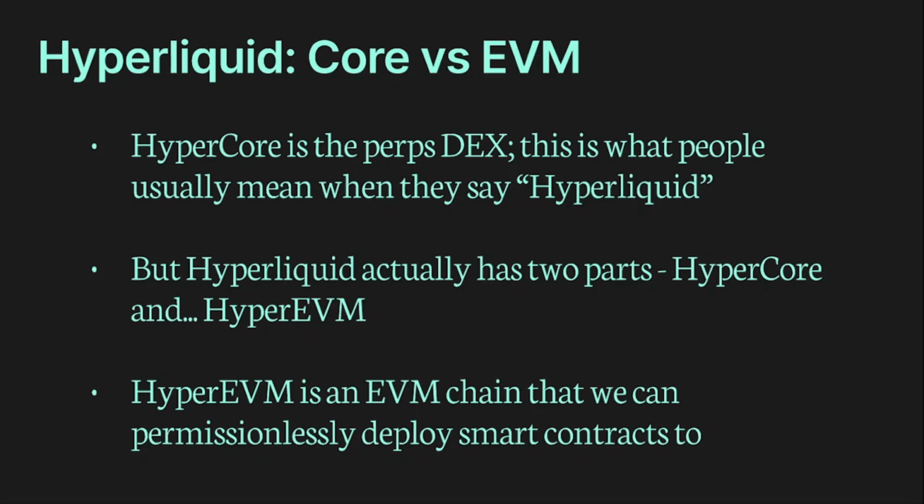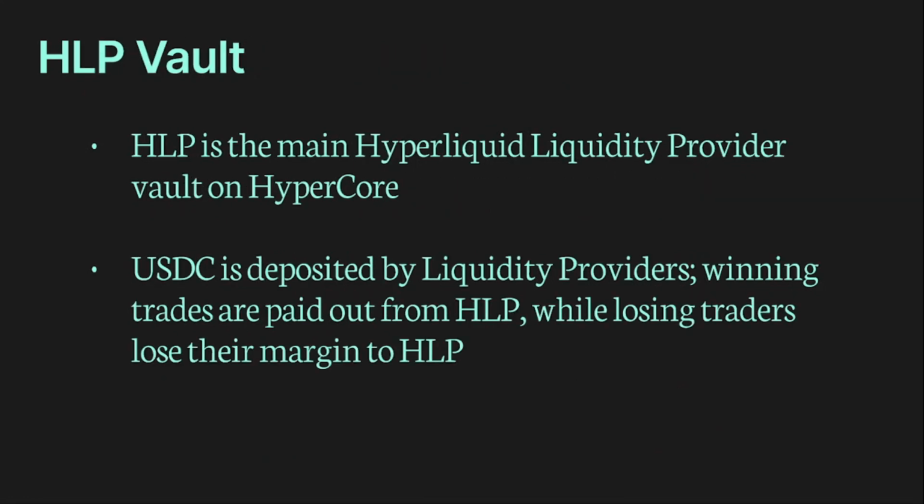HyperCore is the perps DEX, it's also a spot DEX actually. This is what people usually mean when they talk about Hyperliquid. But Hyperliquid actually has two parts, there's HyperCore and there's HyperEVM. HyperCore is what people generally talk about when they're trading on the perp side of things. And HyperEVM is an EVM chain that we can permissionlessly deploy smart contracts to.